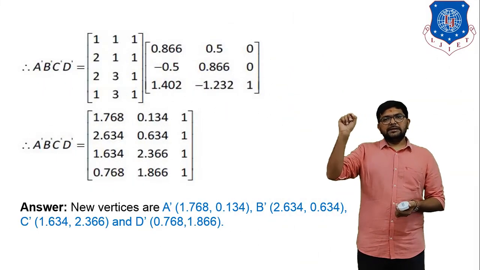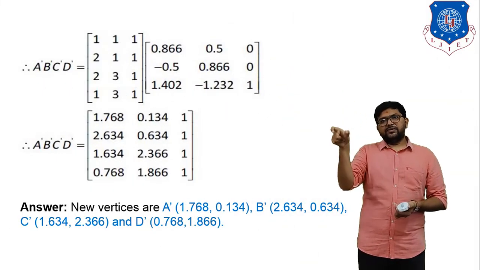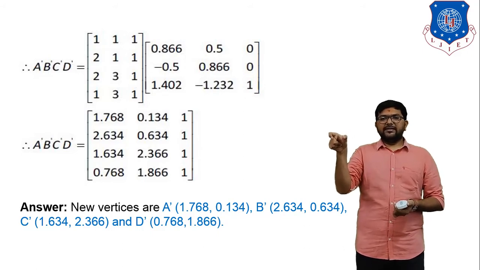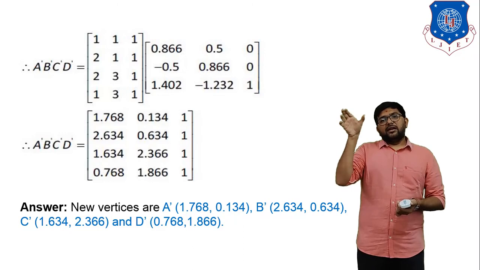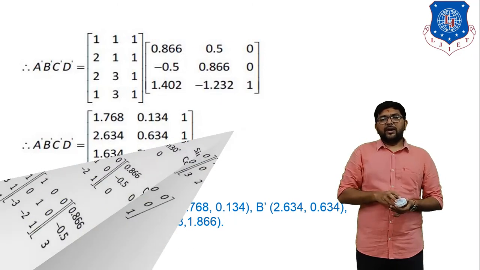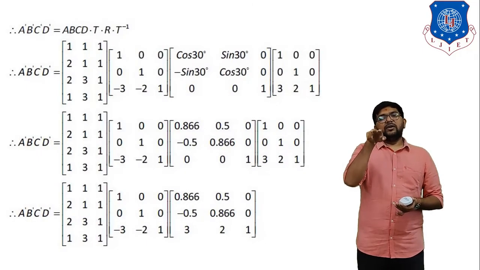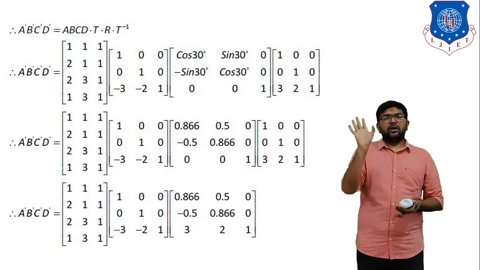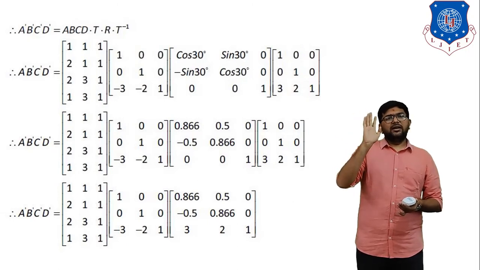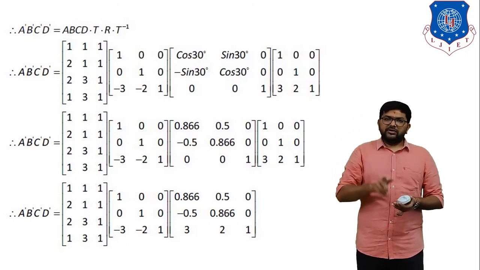A dash, B dash, C dash, D dash. Write down the first matrix as it is: 1 1 1, 2 1 1, 2 3 1 and 1 3 1. And if you multiply the last 2 matrices, clear, you will get the result. You all know how to multiply 2 matrices. Clear? How to multiply a 3 cross 3 matrix.